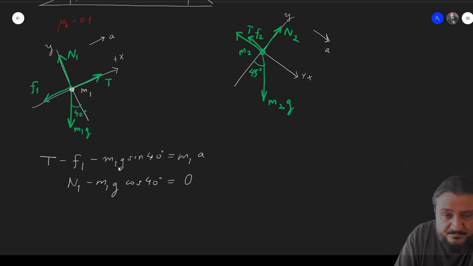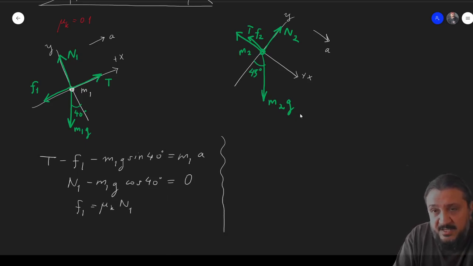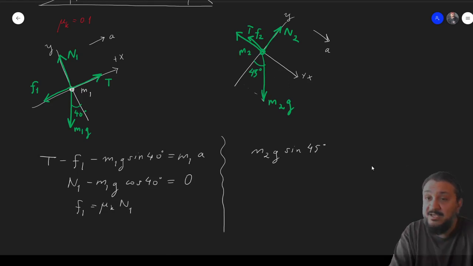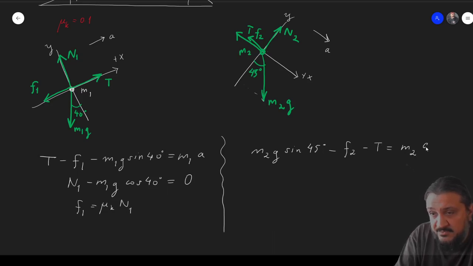And finally, F1 is by definition mu k times N1, the normal force. Done. M2, same thing. Now, what's happening in the x direction? We have M2g sine 45. The x component of M2g is pointing in the positive x direction, therefore positive. What will be negative? F2 and T. Those will be negative, equal to M2 times a.